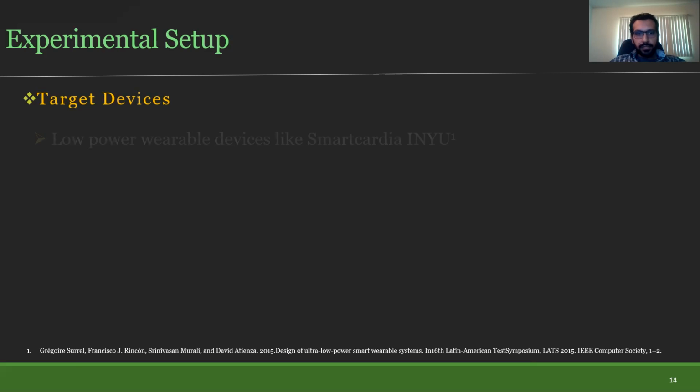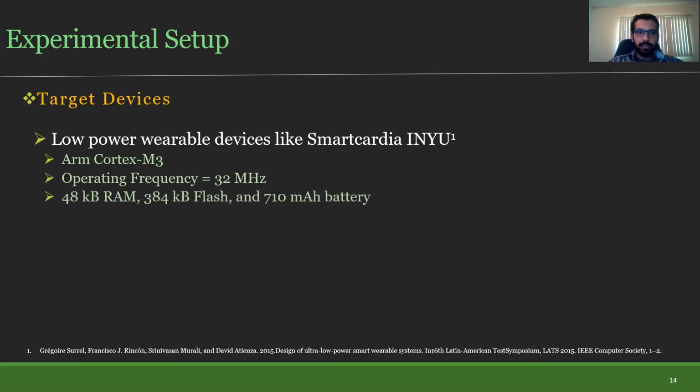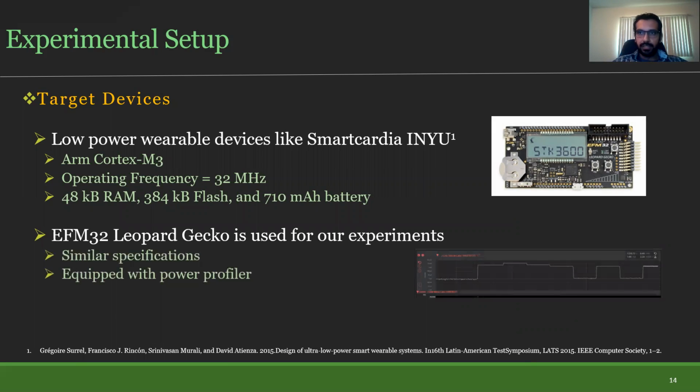For the target devices, we wanted low power wearable devices like Smartcardia Inu, which use an ARM Cortex M3 operating at a frequency of 32 megahertz, with very small kilobytes of RAM and flash and a 700 milliampere-hour battery. For our evaluations, we use the EFM32 Leopard Gecko for our experiments because it has similar specifications, and it also comes with a power profiler that helped us retrieve power readings easily from that target device.